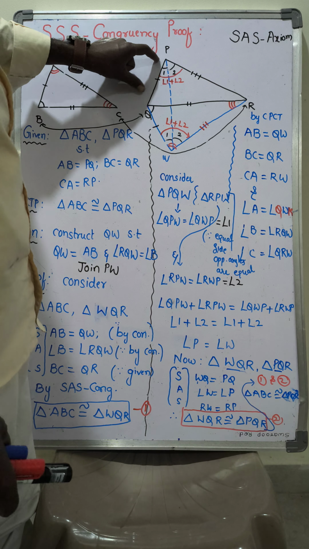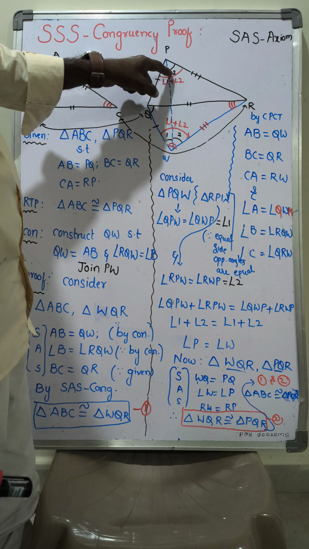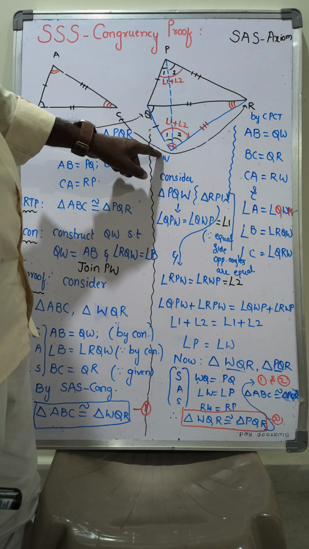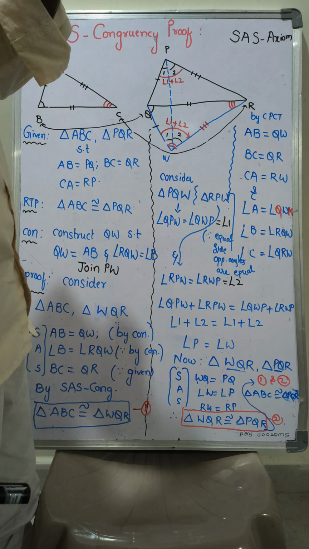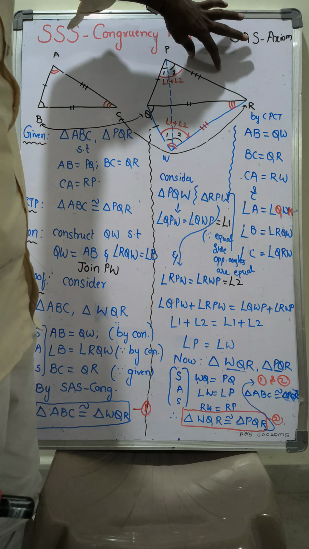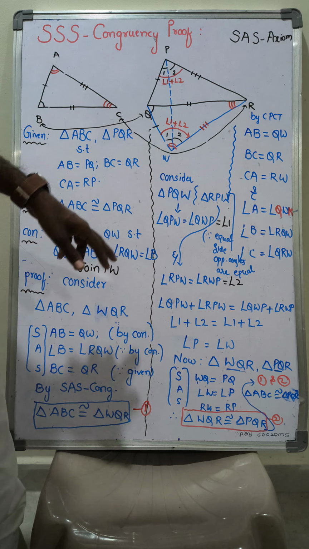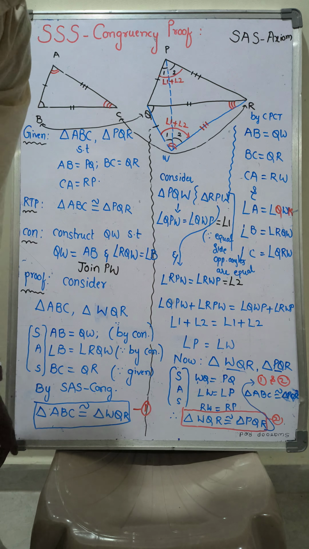So PQ is equal to QW. Angle P is nothing but angle 1 plus angle 2, which is equal to angle W, because this is also angle 1 plus angle 2. Next, PR is equal to WR. So side, angle, side. By SSS congruency, we can see these two triangles are congruent. So now triangle WQR is congruent to triangle PQR.